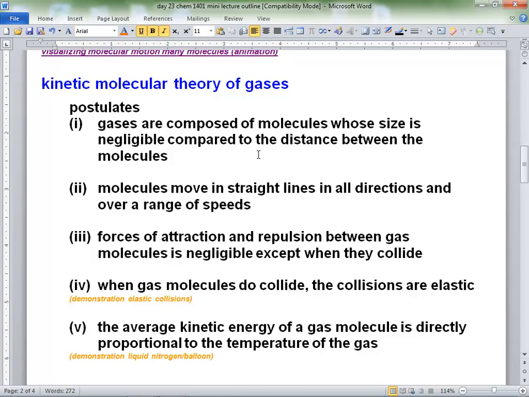Forces of attraction and repulsion between gas molecules is negligible except when they collide. Okay, so forces of attraction. So molecules could actually stick together? Christine, what would happen if two molecules stuck together? Would you have a gas anymore? Or would you start to form what? If these little gas molecules start sticking together, attraction, start forming a, well, what state?